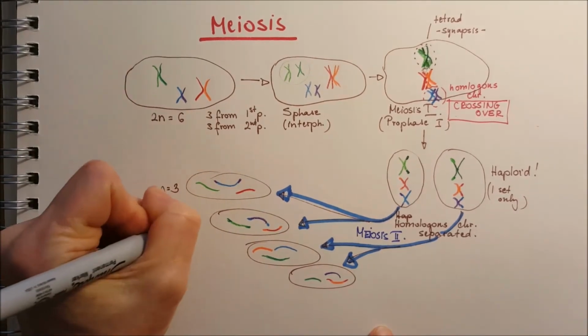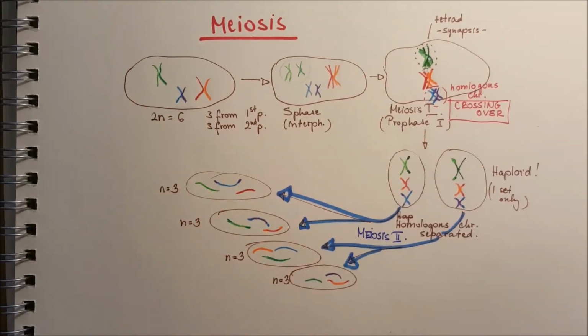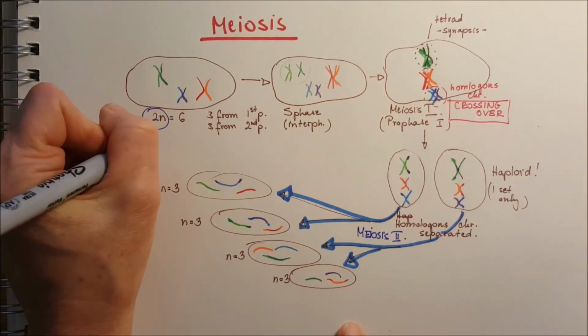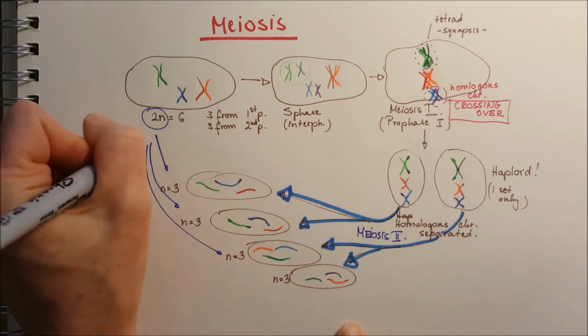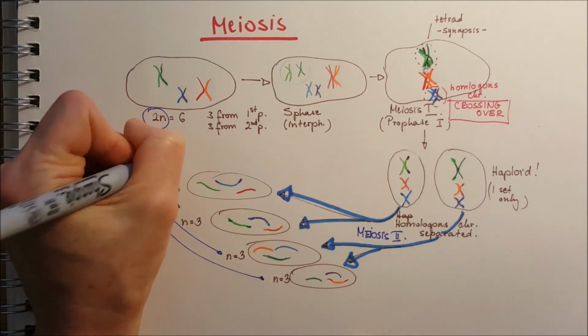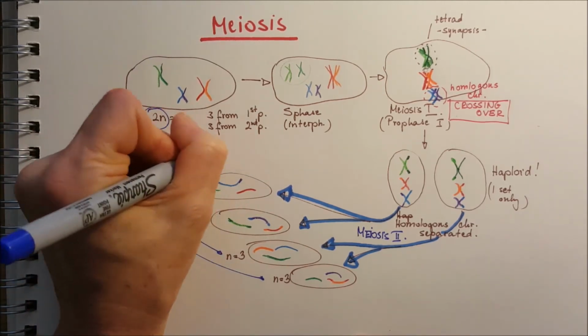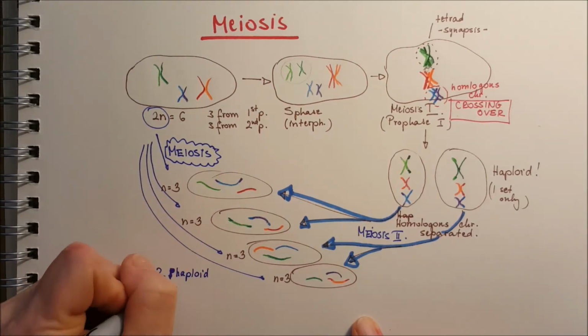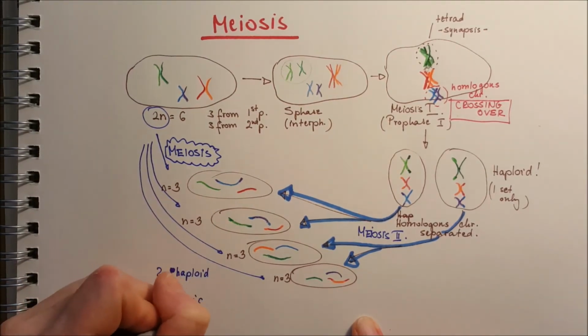So these are the gametes, and when they mate, they can form a diploid cell. So one diploid cell will yield 4 haploid cells through meiosis. When two haploid cells meet, they will form a diploid cell.